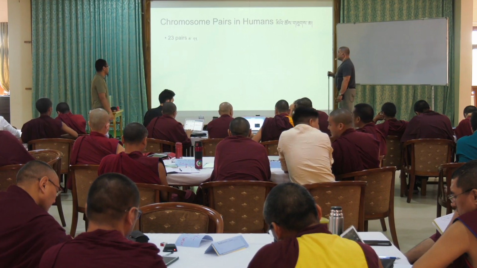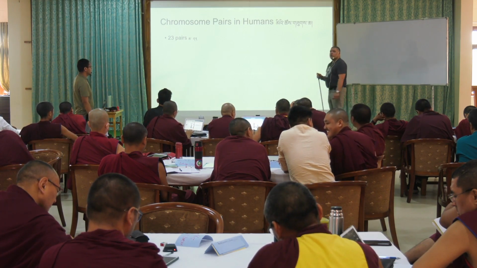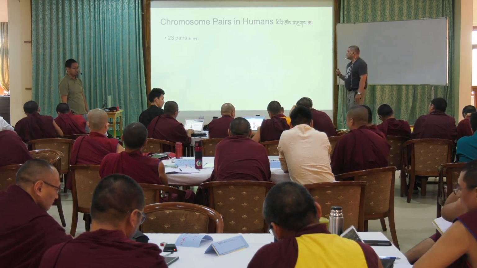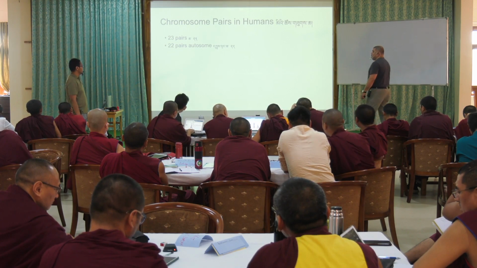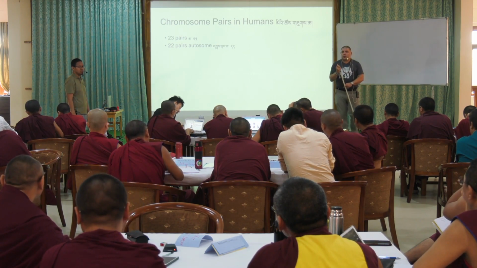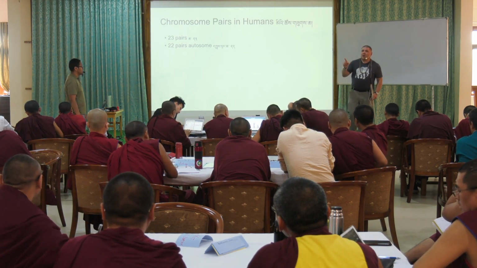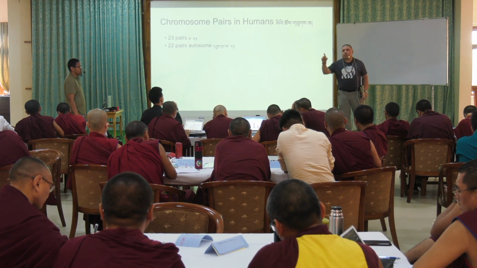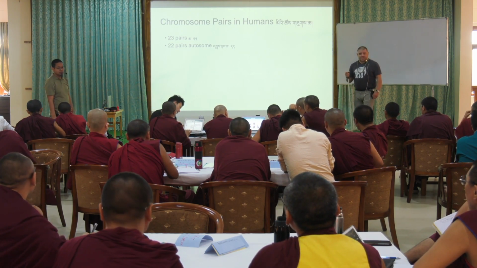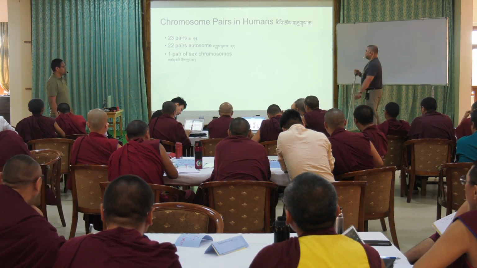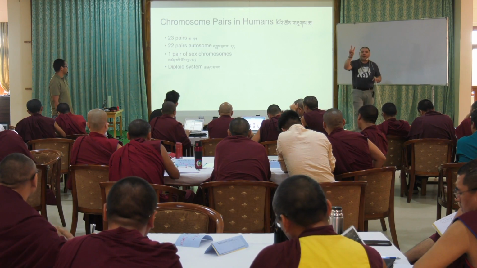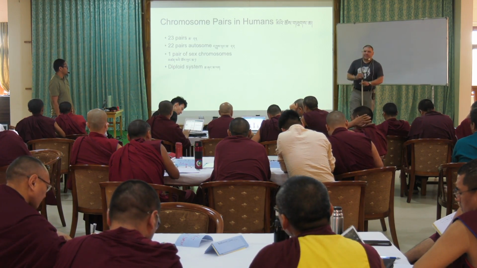So humans, not unlike other animals, humans have 23 pairs. 22 pairs which are autosomes. Does anybody know what we call the second or the other pair? Yes. We call them sex chromosomes. One pair of sex chromosomes. So since we have two pairs, we call this a diploid system.